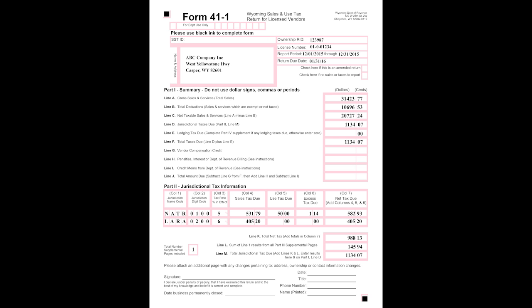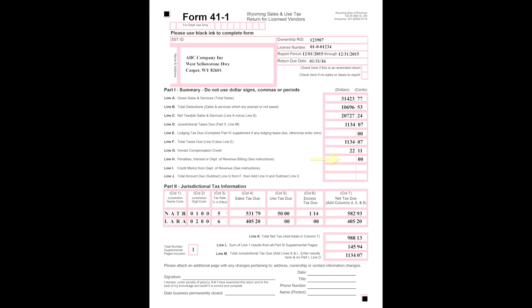Since they have $1,134.07 owing in sales tax, they will multiply that amount by 0.0195, and this would equal $22.11 in vendor compensation credit. This figure would then be entered into line G.